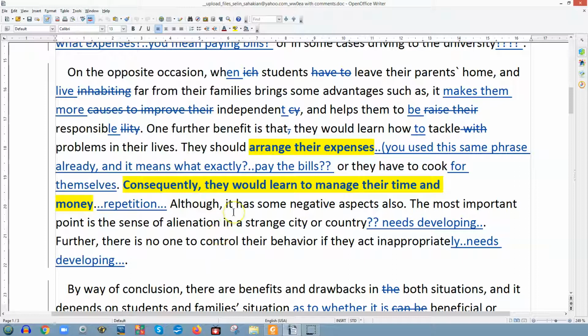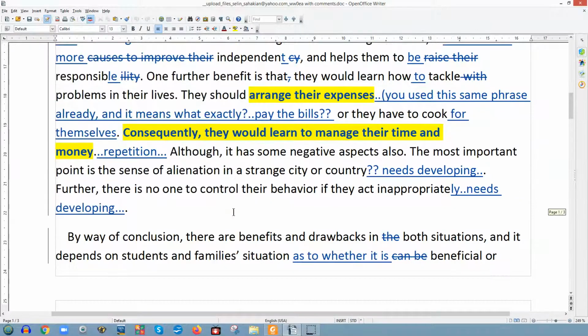Although it has some negative aspects also, the most important point is a sense of alienation in a strange city or country. Now, don't simply drop in a sentence. You've got to develop it, explain it. What does that mean? Example. Further, there's no one to control their behavior if they act inappropriately. Again, don't simply drop in a statement. That's simple assertion. It's not an argument, which is what you're supposed to be making here. You're supposed to be convincing me of your point of view. Simple assertion is not an argument.